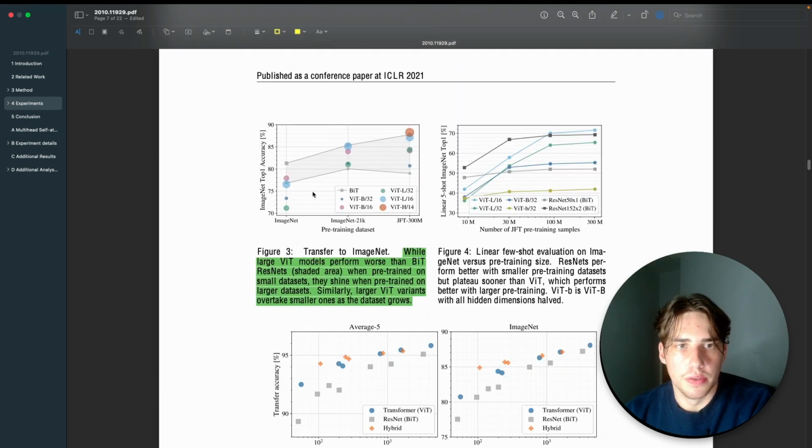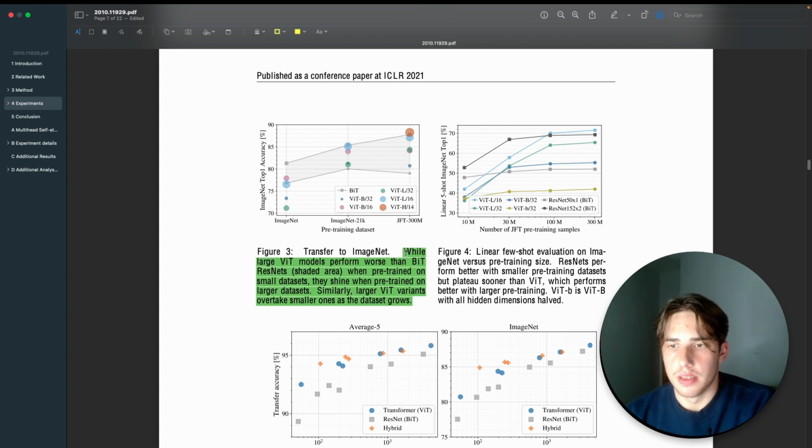They have this figure where the y-axis is the ImageNet accuracy and the x-axis is the pre-training dataset. They have three datasets: ImageNet, ImageNet-21K, and JFT. And as you can see, for smaller datasets, the ResNet outperforms the transformer. The ResNet is basically this gray area. It significantly outperforms, right? When it comes to larger datasets, it's almost the same, but when it comes to JFT, the transformer performs much better.